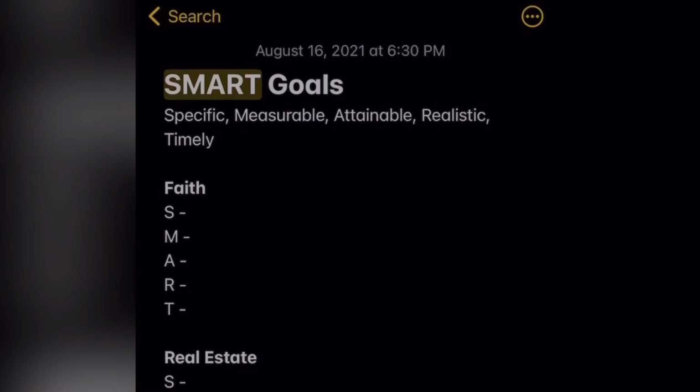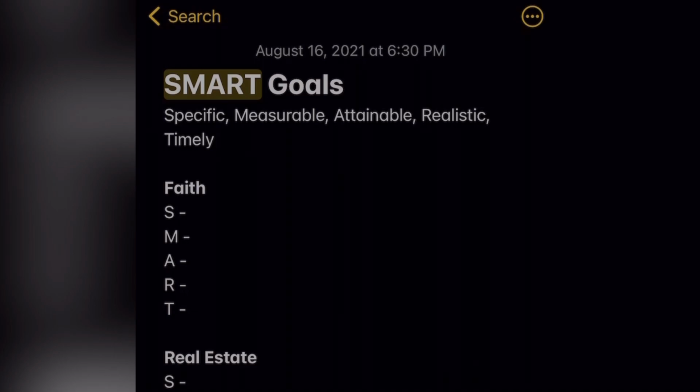As you can see, we're going to access my notepad here. I have a few things written down. This is just my SMART goal blueprint, if you will. SMART does stand for, if you're not aware, S is for specific, M is for measurable, A is for attainable, R is for realistic, and T is for timely.